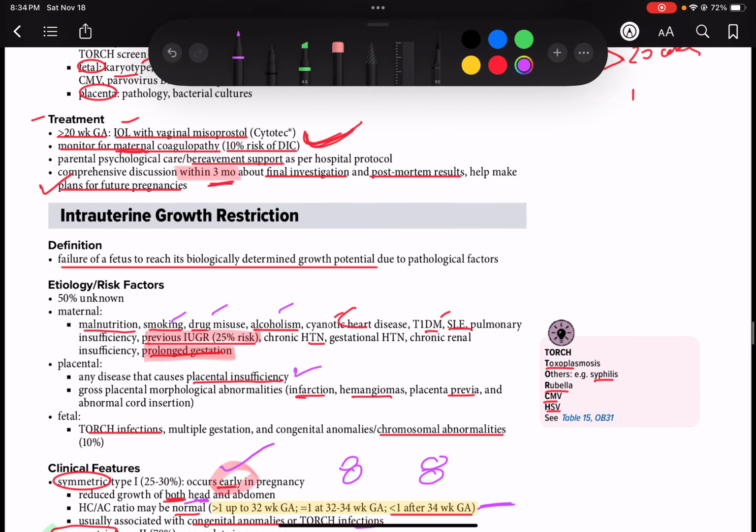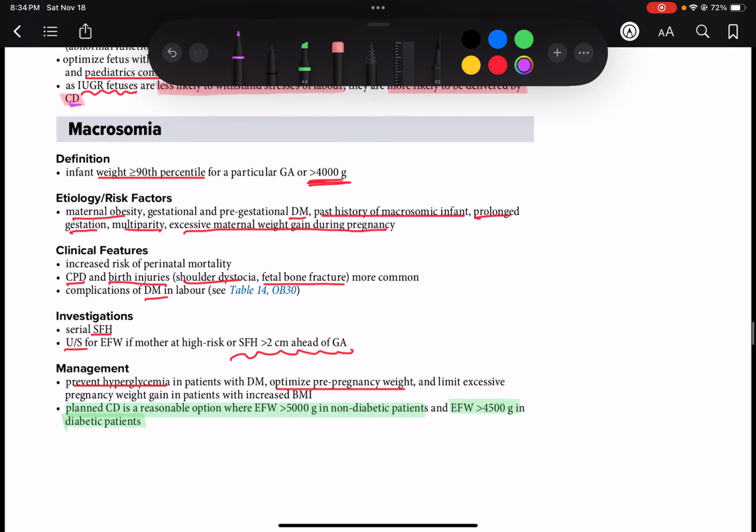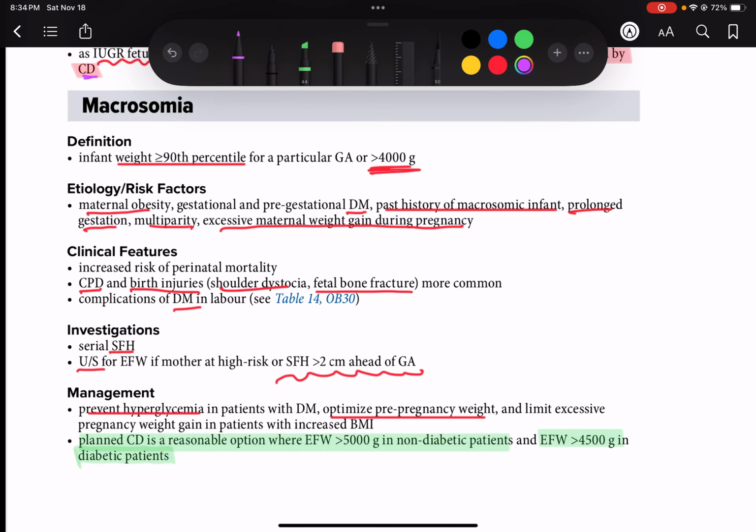So growth restriction, this was all. Then macrosomia. What is macrosomia? As its name indicates, the infant's weight is equal to or more than the 90th percentile for a particular gestational age. It could be more than 4,000 grams, which is 4 kilograms. What are the risk factors? Of course, diabetes, maternal obesity, past history of macrosomic infants, prolonged gestation, multiparity, and excessive maternal weight gain during pregnancy.